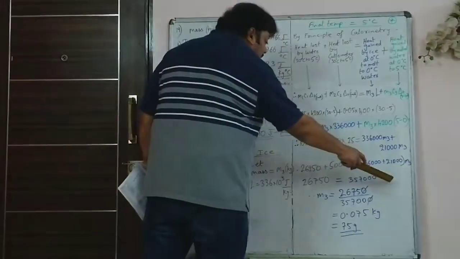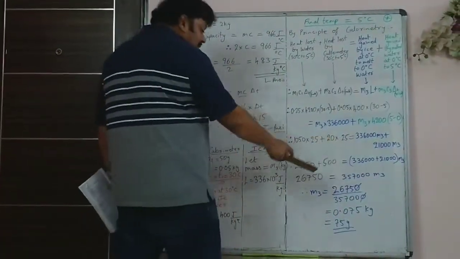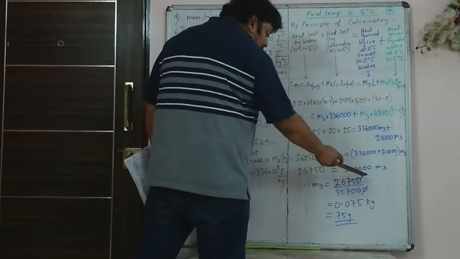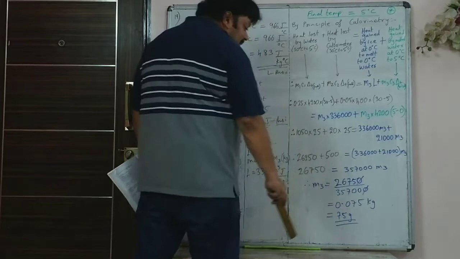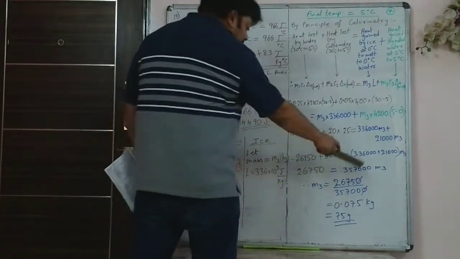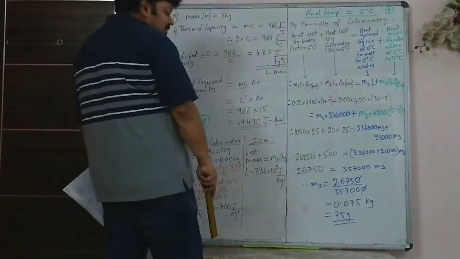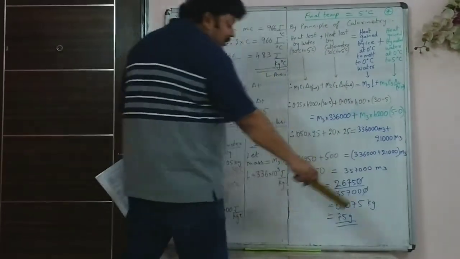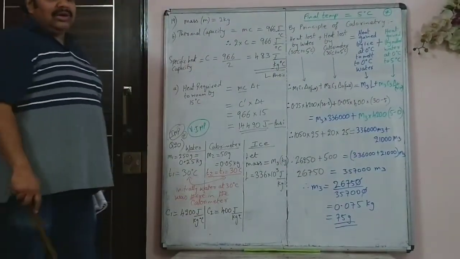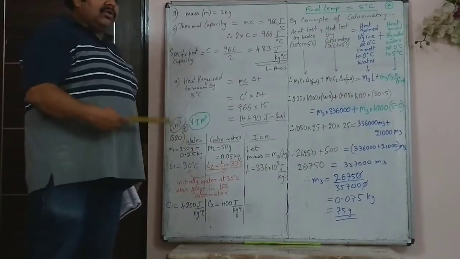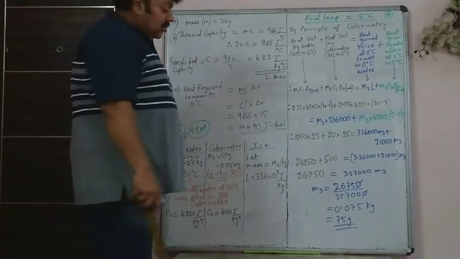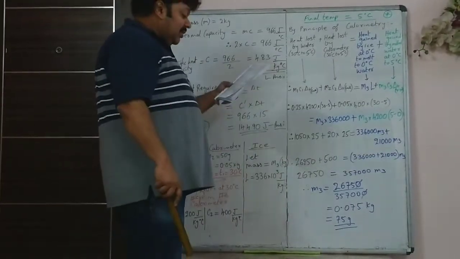3,57,000 and M3 outside the bracket. So your M3 will be 26750 upon 35700. There are 3 zeros, so 1 zero of both will get cancelled. So you will be getting 0.075 kg as the final answer. So that into 1000, if you do, you will get the answer in gram. So the answer in gram is 75 gram.